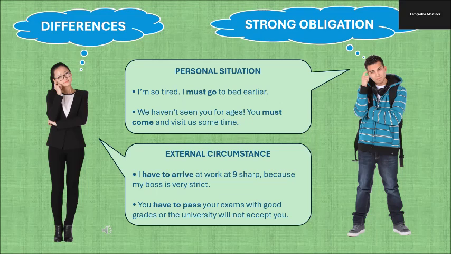We also use have to express a strong obligation. When we use have to, this usually means that some external circumstances or person obligates us to do something. For instance, I have to arrive at work at 9 sharp because my boss is very strict.